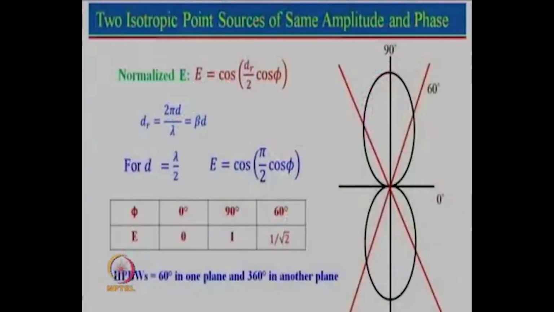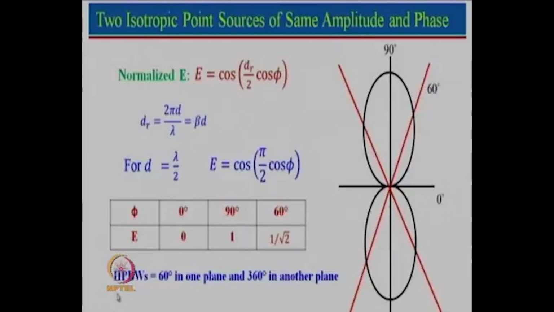This entire pattern will be rotated along this particular axis. So, what you are going to see is that this lobe is here, and that lobe is completely rotated, and it will be a full 360 degrees. So, we can now mention that the half power beam width in this particular plane is nothing but 60 degrees. We can say that this is the half power point, 60 degrees from here. So, this is 30 plus 30, 60 degrees.